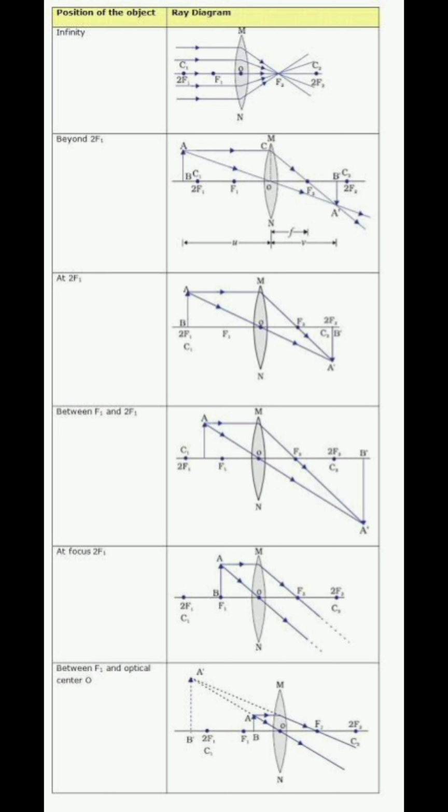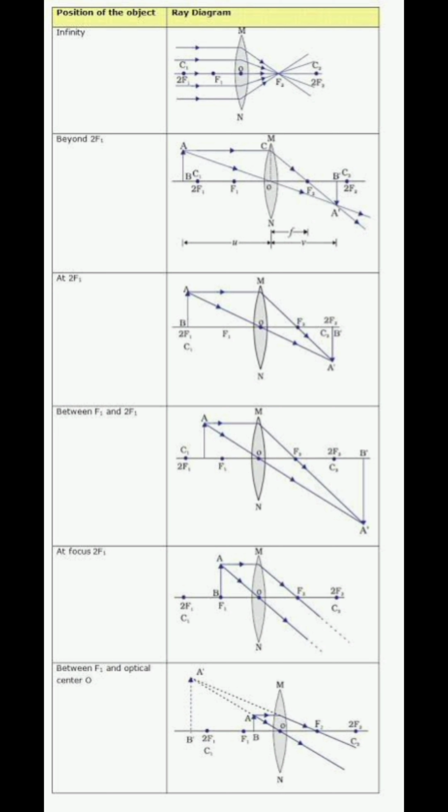real and inverted. When it is between C and F, that is between the center of sphere and the focus, the image will be large, real and inverted. When it is at focus, there is no image, because the rays go parallel. If it is between F and P, it will be large, virtual and erect.